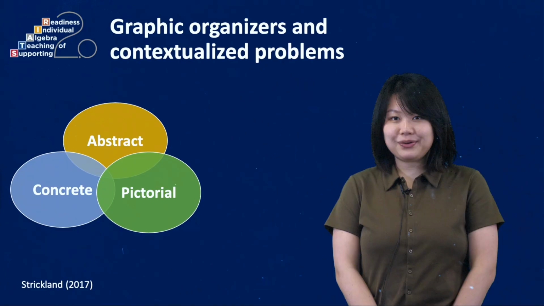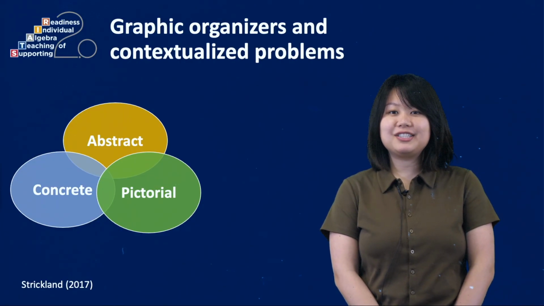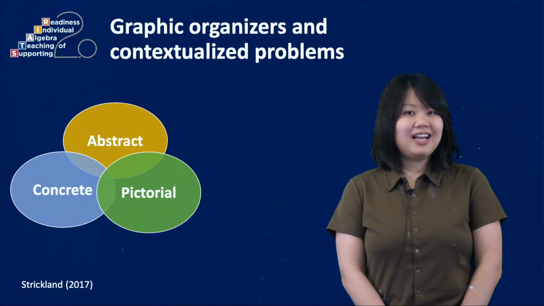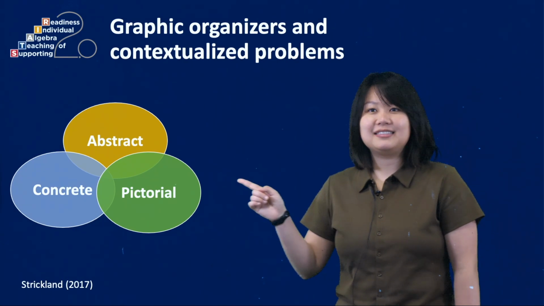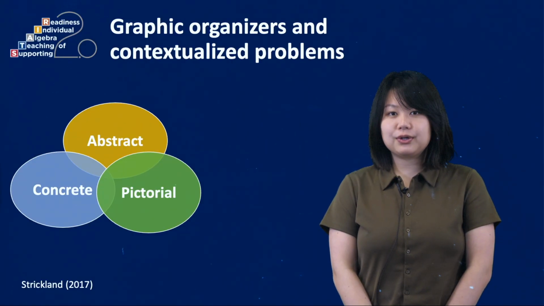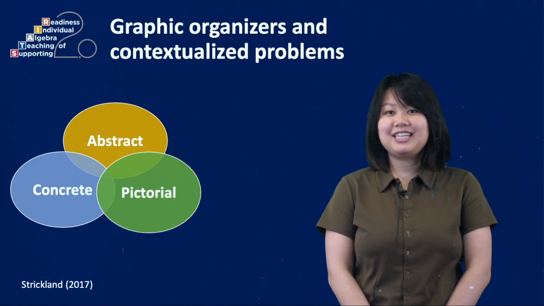Now, before we continue, let's briefly review the CRAI model, which is presented in Strickland's 2017 article. CRAI, which stands for Concrete Representational Abstract Integrated, which is the same thing as Concrete Pictorial Abstract, essentially means that there's no particular order, sequence, or hierarchy in which we have to present the representation.